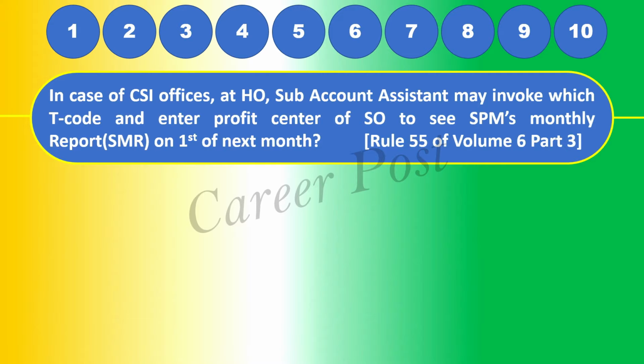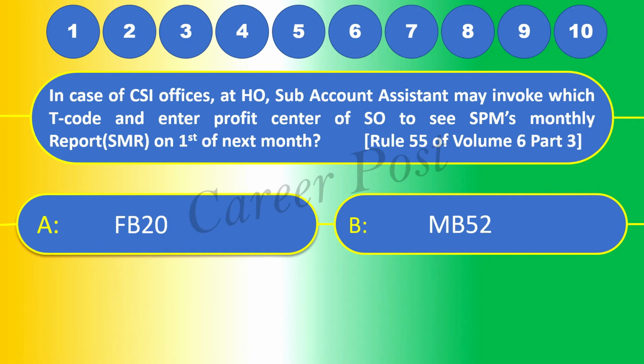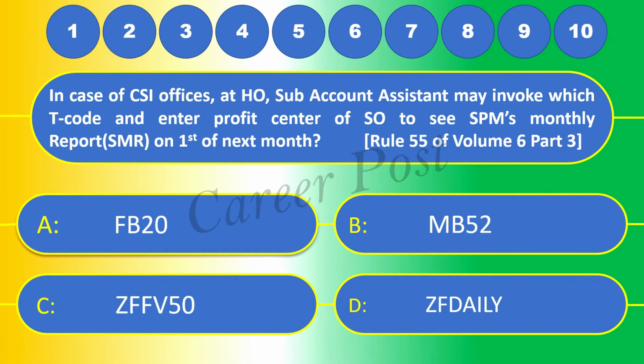Next question. In case of CSI offices at HO, sub-account assistant may invoke which T code and enter profit center of SO to see SPM's monthly report SMR on the first of the next month. Rule 55 of Volume 6 Part 3. A, FB20, B, MB52, C, ZFFV50, D, ZF daily.